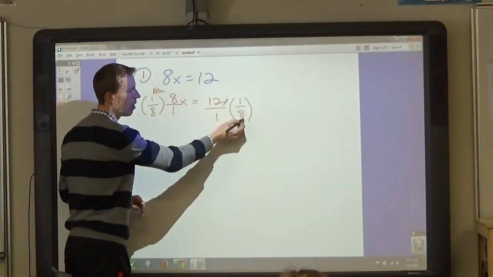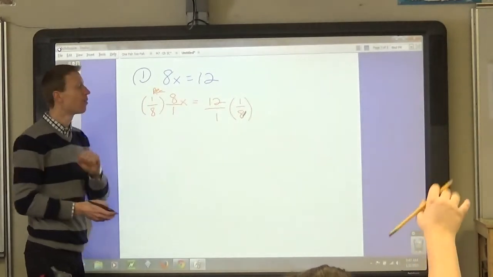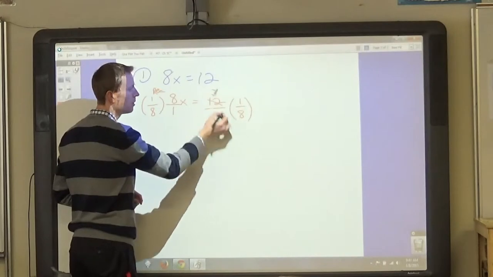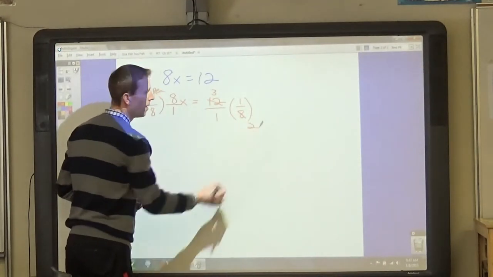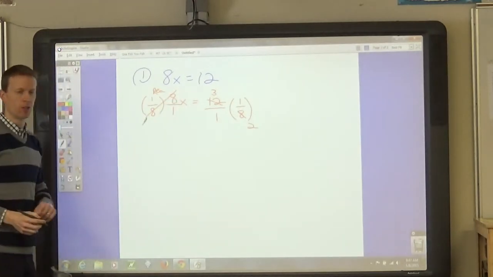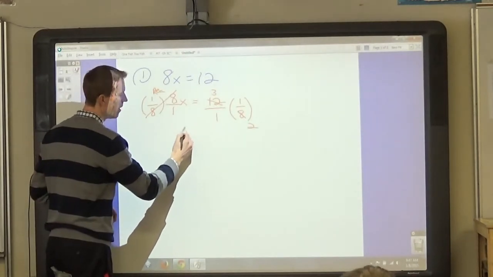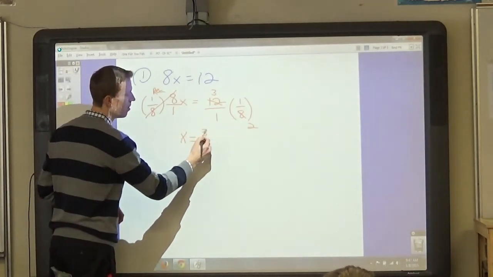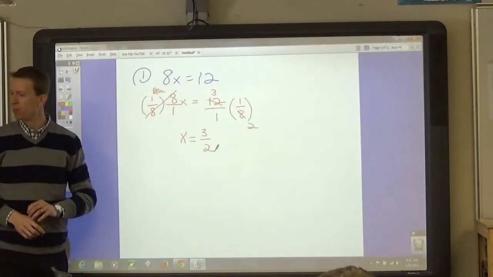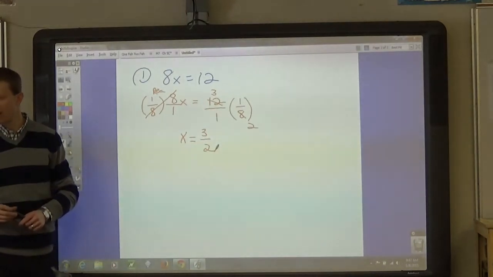Reduce this fraction. 12 and 8 can be reduced to 3 and 2, right? 4 goes in 12 3 times. 4 goes into 8 2 times. The 8's cross out on this side. We have to cross out those reciprocals. And you're left with 1x equals 3 halves, or 1 and 1/2. Yep, we could reduce that to 1 and 1/2. Go ahead and copy that down for number 1. Might as well get started on your assignment.